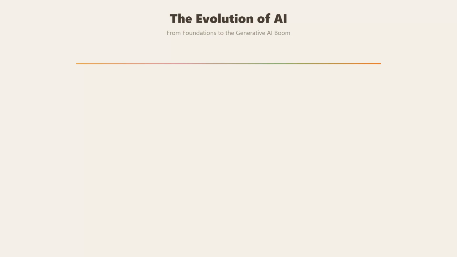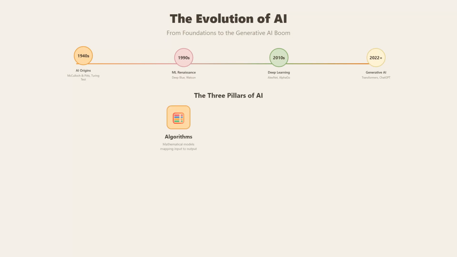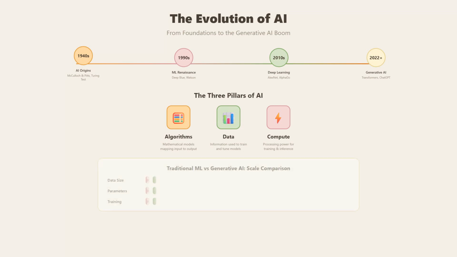Artificial intelligence isn't new. It began back in the 1940s with McCulloch and Pitts proposing the first mathematical model of biological neurons. In 1950, Alan Turing gave us the famous Turing test. The field was officially established at the Dartmouth workshop in 1956, but then came a long AI winter. The 1990s brought a machine learning renaissance, with Deep Blue defeating Kasparov in chess and Watson winning Jeopardy! The 2010s saw the deep learning boom, with AlexNet revolutionizing image recognition and AlphaGo defeating the world Go champion, proving that neural networks could master even the most complex games.